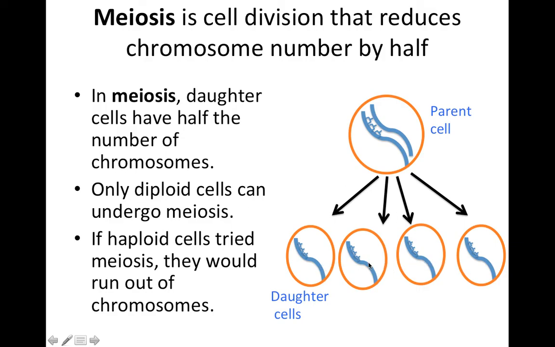These daughter cells are not going to be genetically identical to each other as they were in mitosis. Some of them are going to get 1 copy of the parental chromosome. The others are going to get the other copy of the parental chromosome. And so this is one of the ways that we get genetic variation among the offspring.